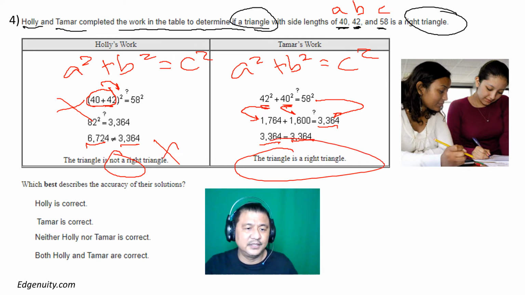So, definitely, Tamar is correct. She's the one listening to the teacher. Maybe Holly was not really paying attention.